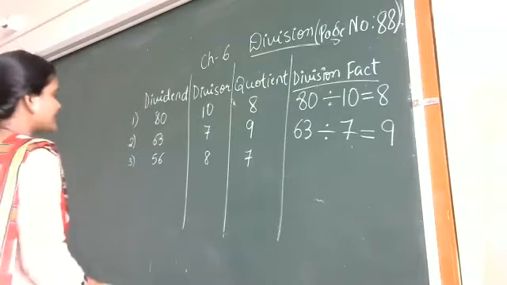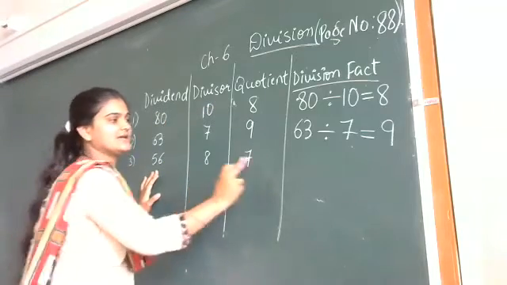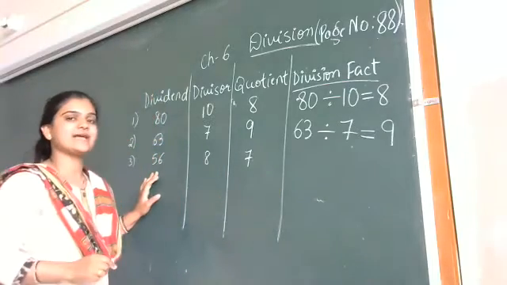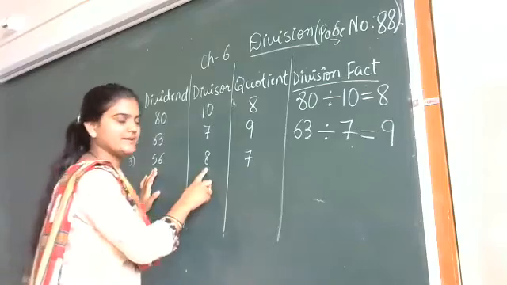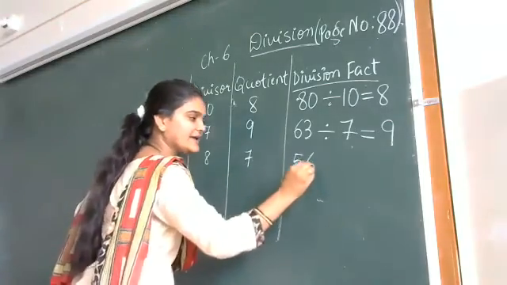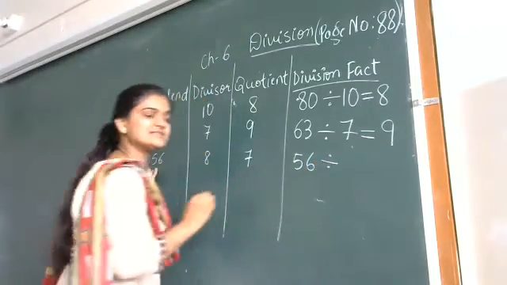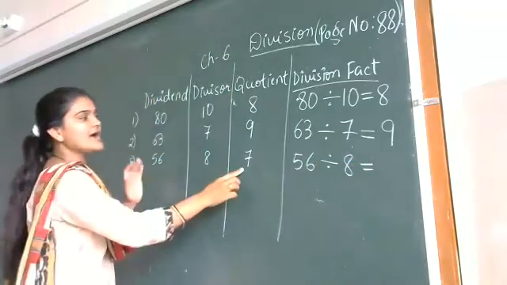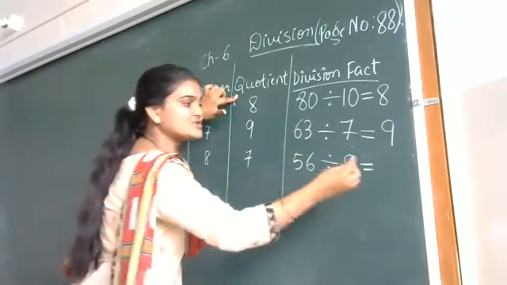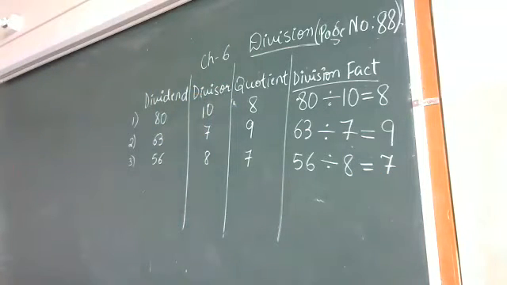So the next one, children, dividend is given as 56. Divisor is 8. What will you write as a division fact? 56 divided by 8. Put a division sign and write divisor 8, is equal to, the answer is quotient. The answer has to be written after the equal to sign. Okay?